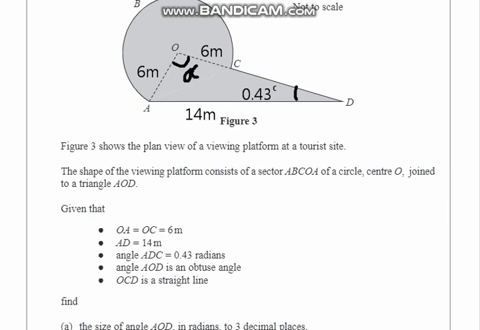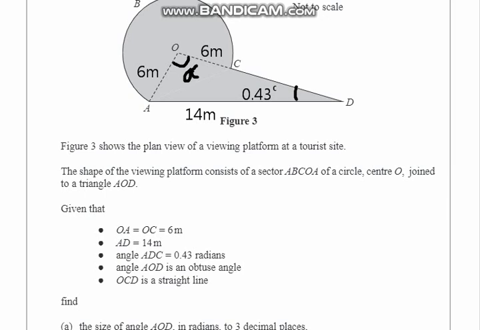Alpha is the angle that we have to find, that's AOD. The angle D is 0.43 radians. AD is 14 meters, and AO and OC are the same side, 6 meters. Now to find AOD, you can use a ton of methods here, sine, cos, tan, but the very reliable method here is to use sine.